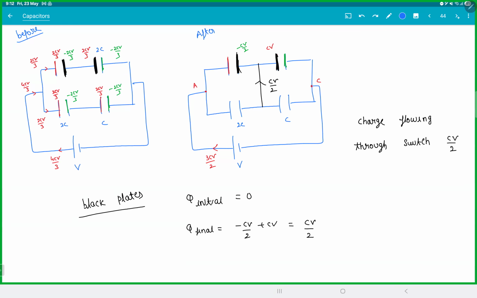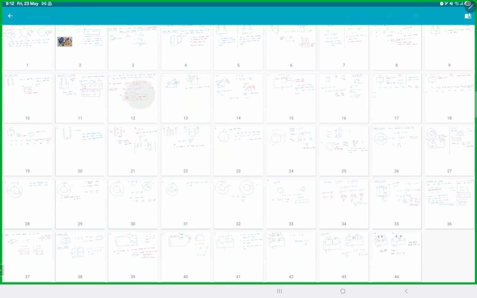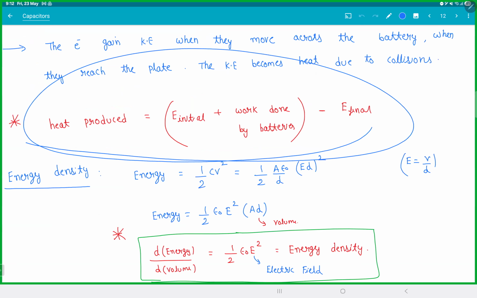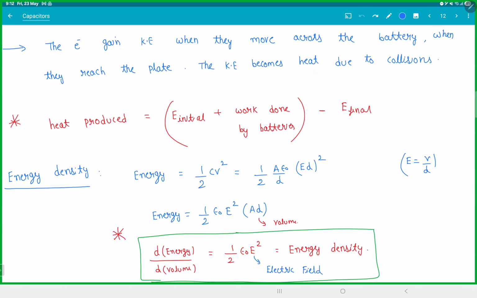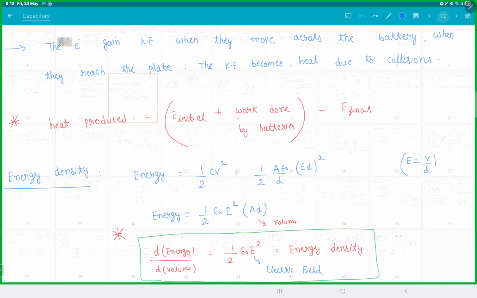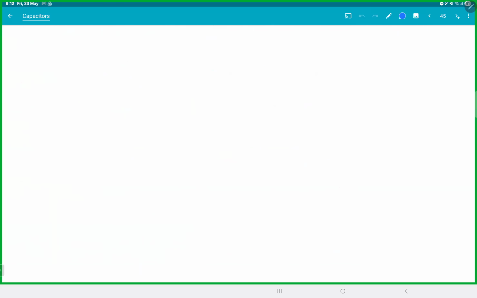Now, what is the heat produced? I taught you this thing in the last class. Remember this formula? Heat produced is the initial energy plus work done by batteries minus final. Now, there is something about the batteries here. Listen carefully.